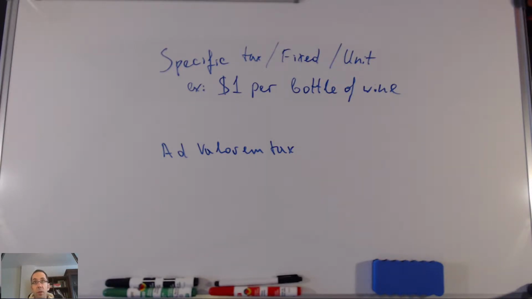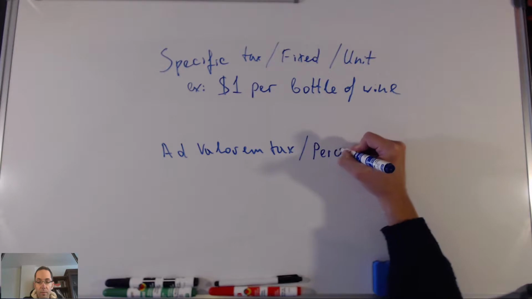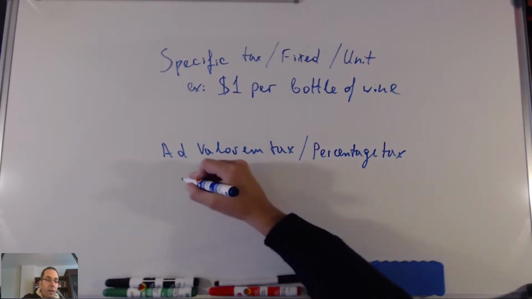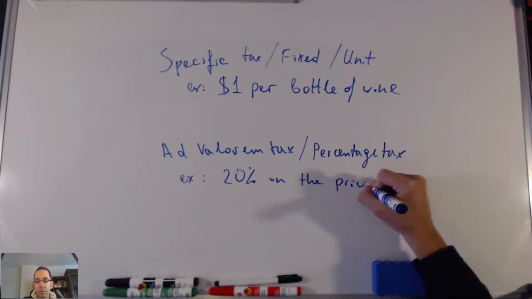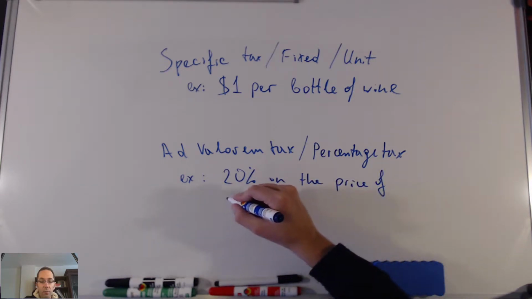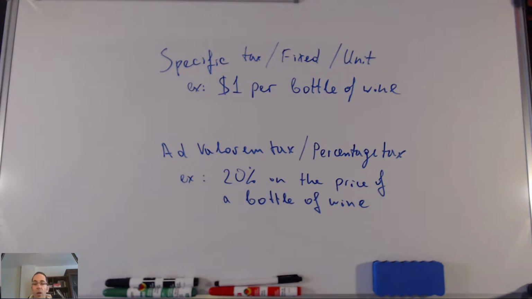A good example would be a 20% tax on the price of the bottle of wine. Let's continue with this bottle of wine. So this can be called percentage tax. And our example is 20% on the price of a bottle of wine. So in this case, the tax will be dependent on the price of the product, in this case our bottle of wine, and in the upper case, this one, the tax will always be the same no matter how expensive the wine is.